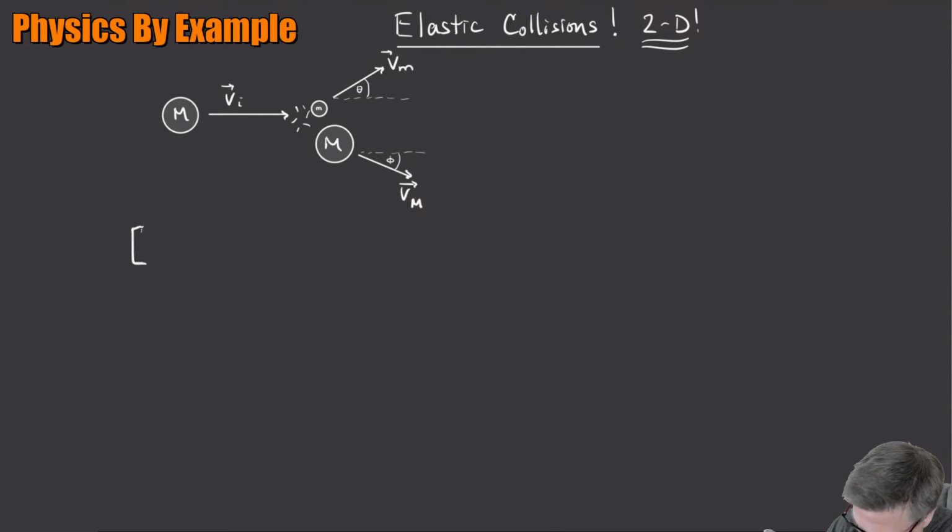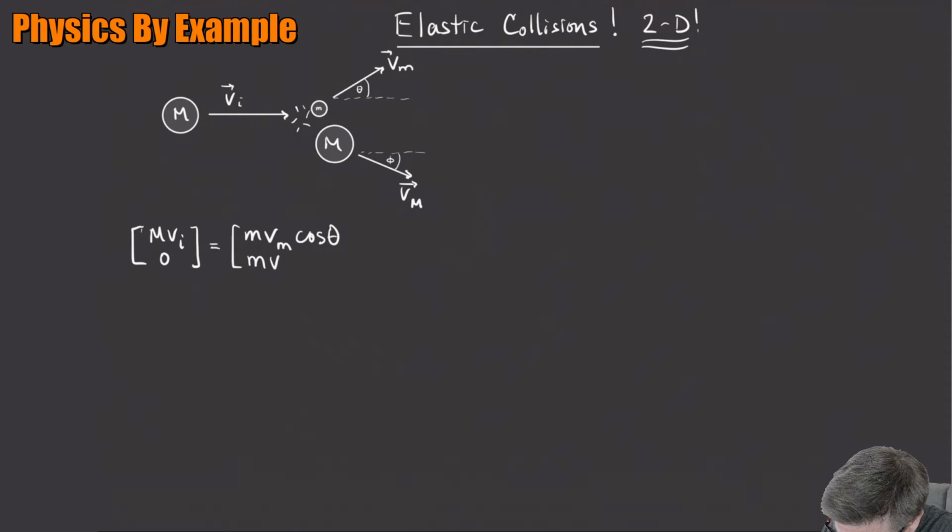Conservation of momentum. Initially, that's going to mean that MVI, it's just in the X, right? So it's just going to be MVI and zero. There's my initial momentum vector. This has to be the final momentum. So this is going to be m VM cosine theta, m VM sine theta. And then I need to add in the other momentum of the big mass. And so this is going to be big M, VM.